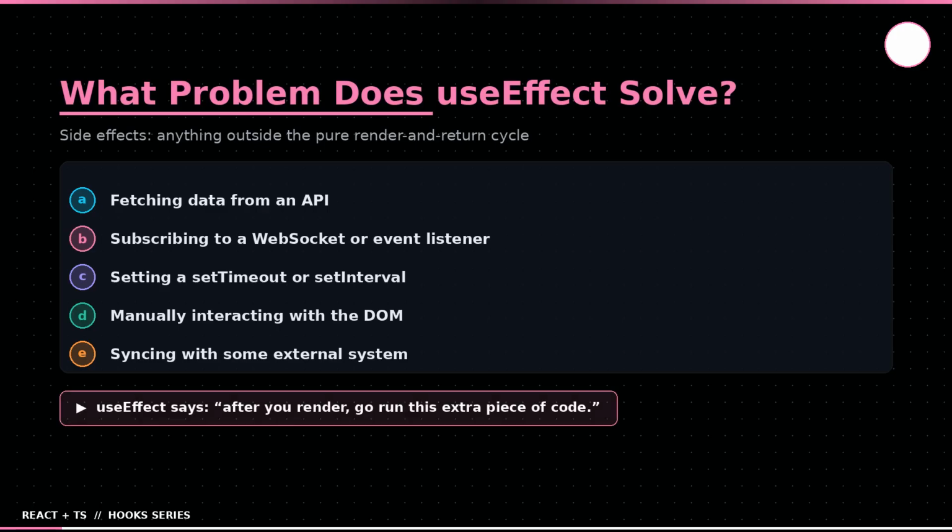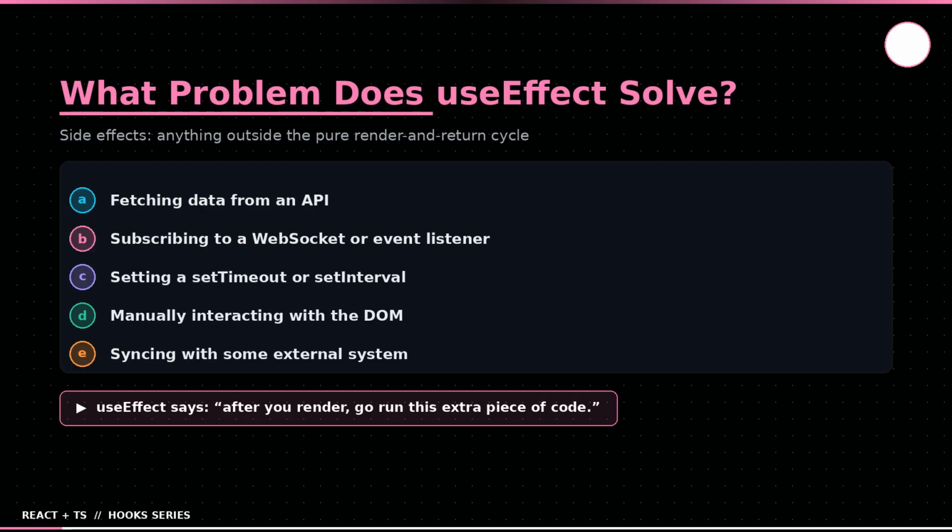Before we touch code, let's talk conceptually. React components are basically functions that return UI based on state and props. But real apps need to do things that aren't just rendering. Things like fetching data from an API, subscribing to a WebSocket or event listener, setting a setTimeout or setInterval, manually interacting with the DOM, or syncing with some external system. These are called side effects because they reach outside the pure render and return cycle of a component. useEffect is React's way of saying, after you render, go run this extra piece of code.